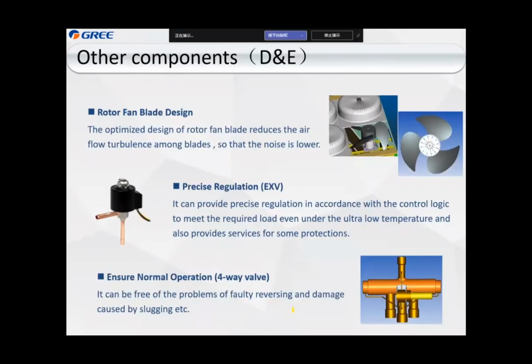And the other components for the D and E series: the rotor fan blade design, with precise regulation. We use an expansion valve as the throttle equipment, which makes the control more exact, and ensures normal operation. Here I mention one point: at present we mainly promote the E series as a cooling only unit. For the D series we have the heat pump, but for the E series we mainly promote the cooling only unit.